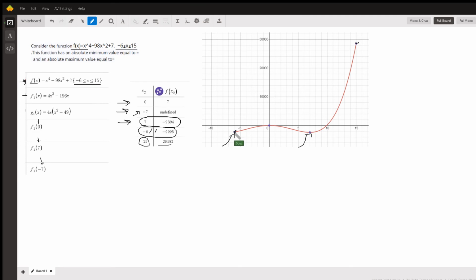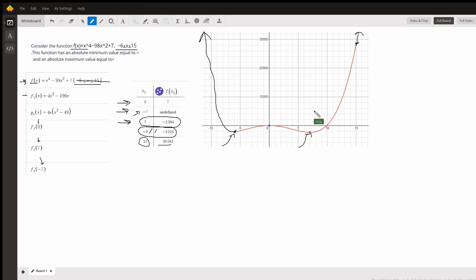If we did eliminate this restriction, then this thing would turn around and go back up. It's actually symmetric with respect to the y-axis. And we would not have an absolute maximum value, because this thing would continue to go up in both directions. The end behavior is up, up.